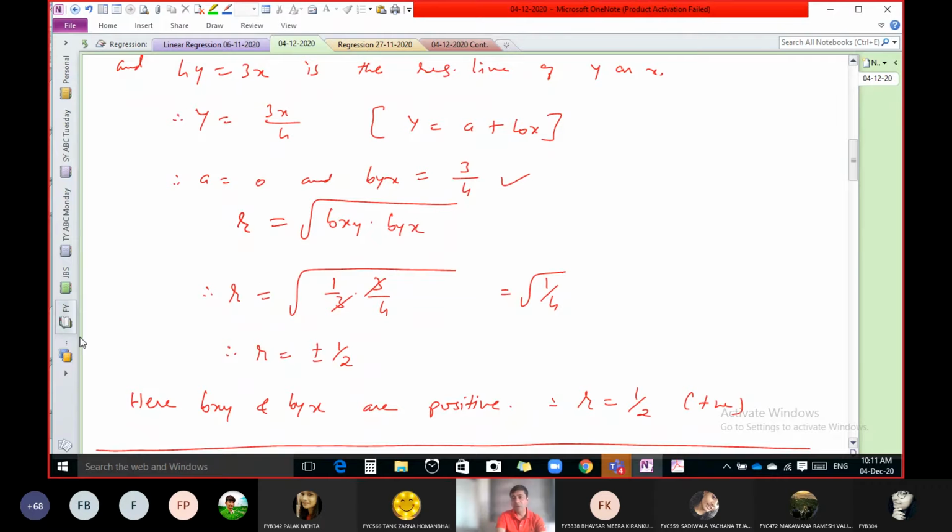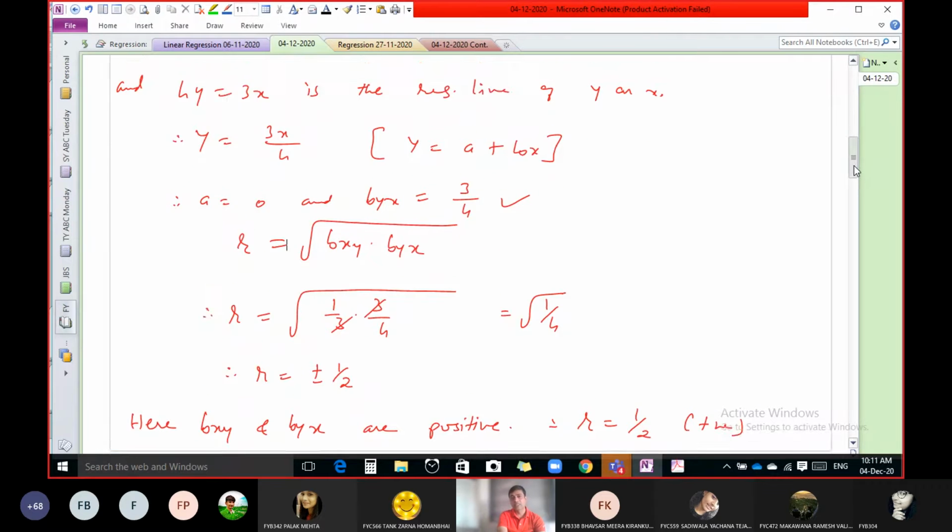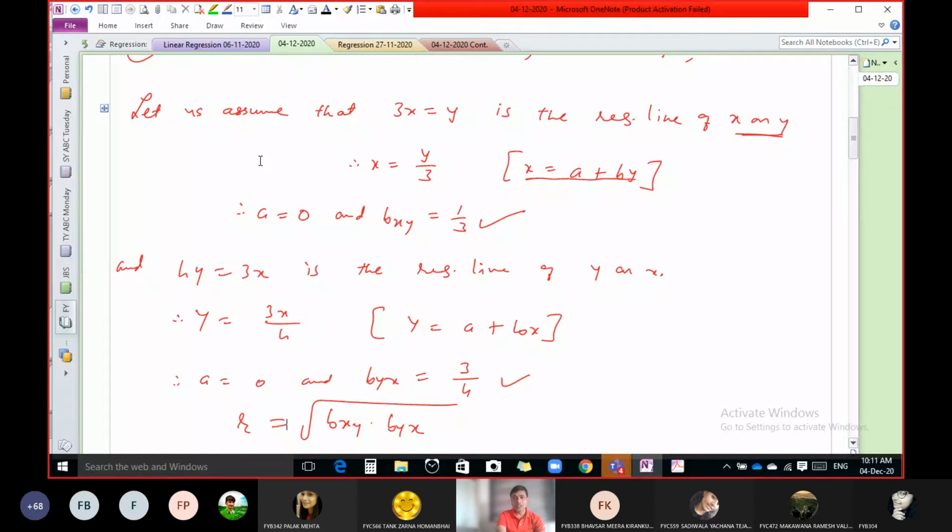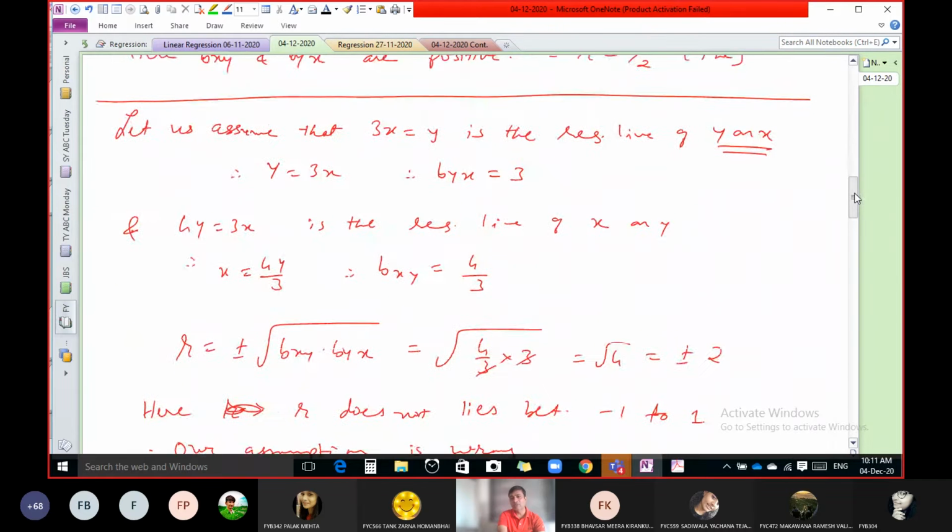Now listen, one important point. By chance, if we assume this 3x equal to y is the regression line of y on x, you can assume anything. By chance, if we assume that as y on x, then what will happen? Let us discuss that also. If we assume 3x equal to y is the regression line of y on x, that means y equal to 3x, and the coefficient of x is nothing but 3, that is byx. So we get byx 3.